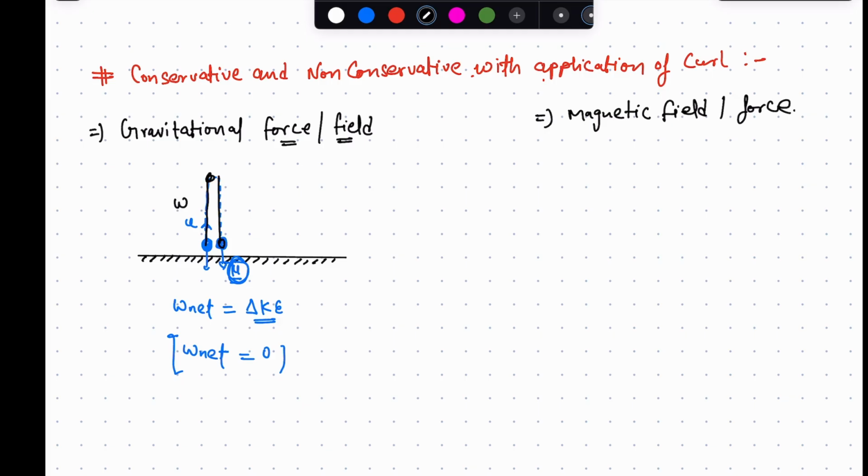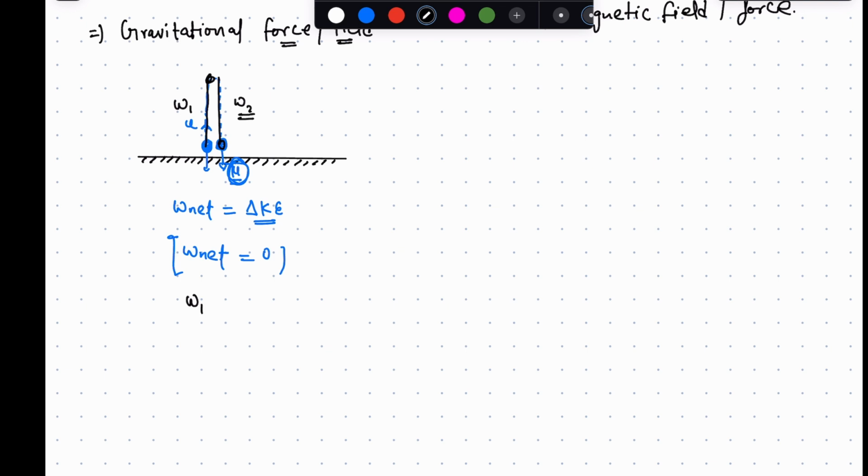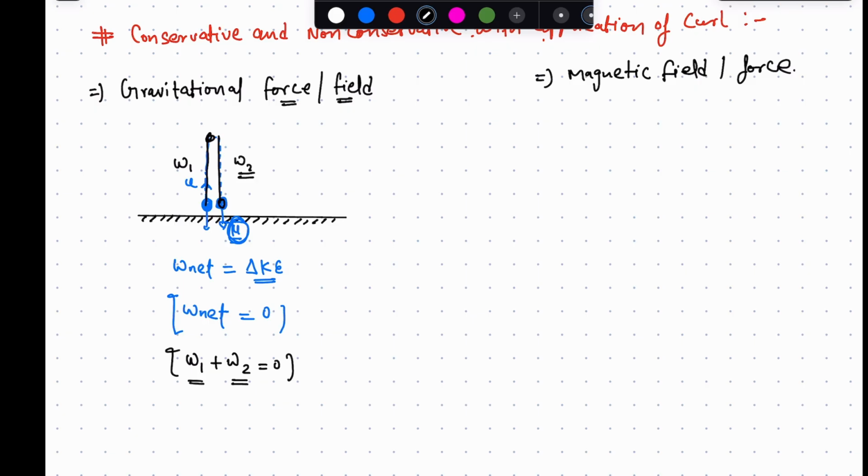So let's suppose while it is going up, the work done is W1, and while it is coming down, the work done is W2. Then I can say the sum of these work done in a closed path is equal to 0. Closed path means the beginning point and the final point are the same. So if you take all the work done in the complete process, the sum will be equal to 0. This is one category of the force or one category of the field. On the other hand, we have the other category, the magnetic field, for example.